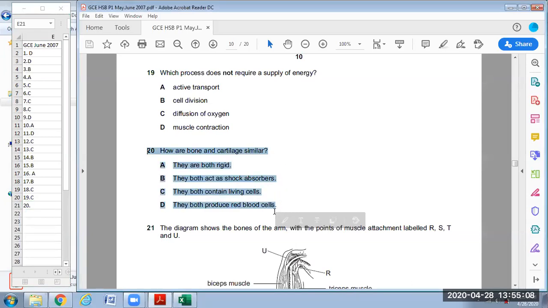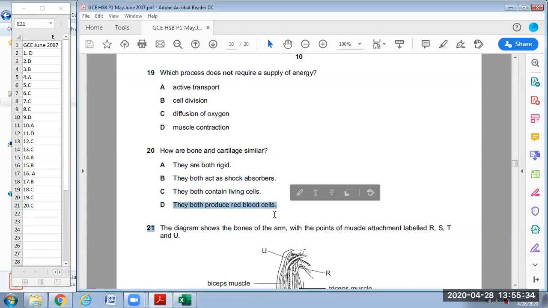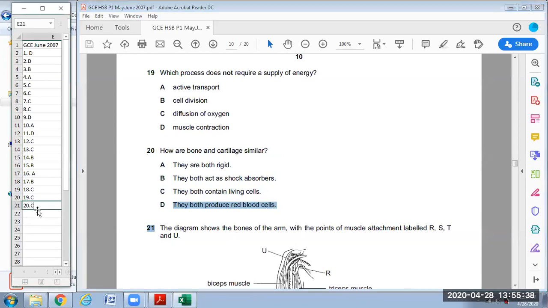Number 20. How are bone and cartilage similar? See, they both contain living cells. Bone is made up of cells, cartilage is also made up of cells. You all remember what part in the bone produces the red blood cells? Bone marrow. Very good. Okay, so next reader, thanks a lot, Saranta.